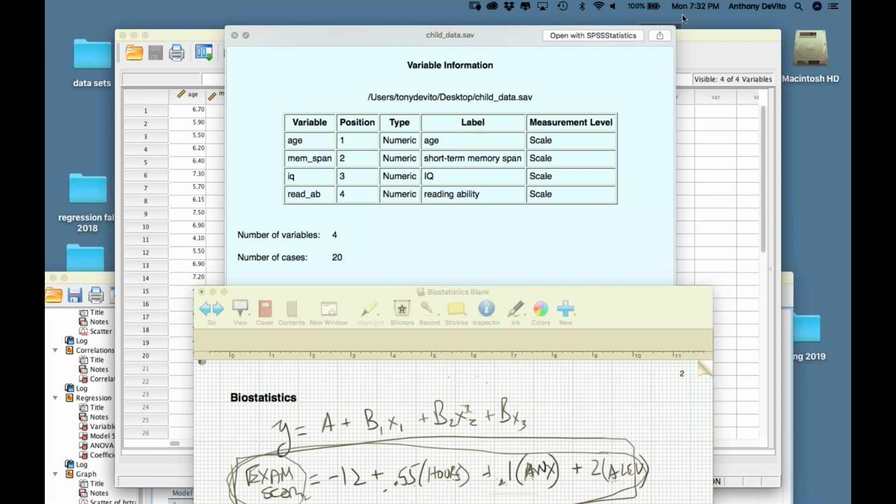Go to Scatterplot, legacy dialog, Scatterplot. You don't have to use legacy dialog if you've been using something else. You can use whatever you feel comfortable with. But legacy, Scatterplot, and then Matrix Scatterplot. Then move all of them over. It'll give you a 4x4 set of graphs.